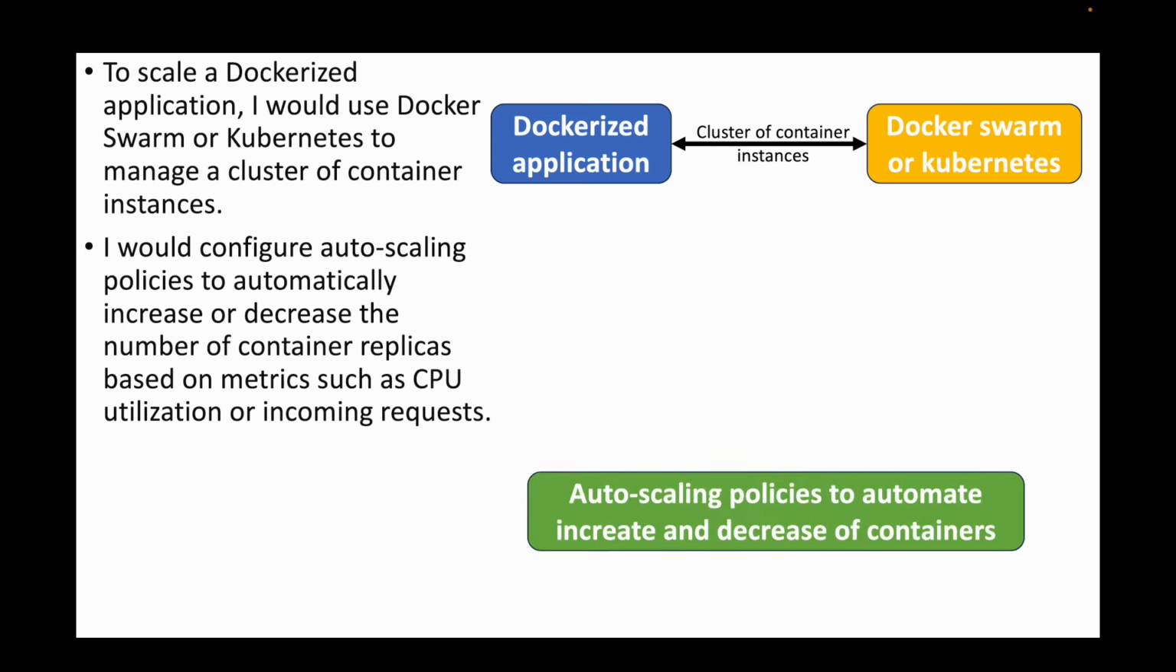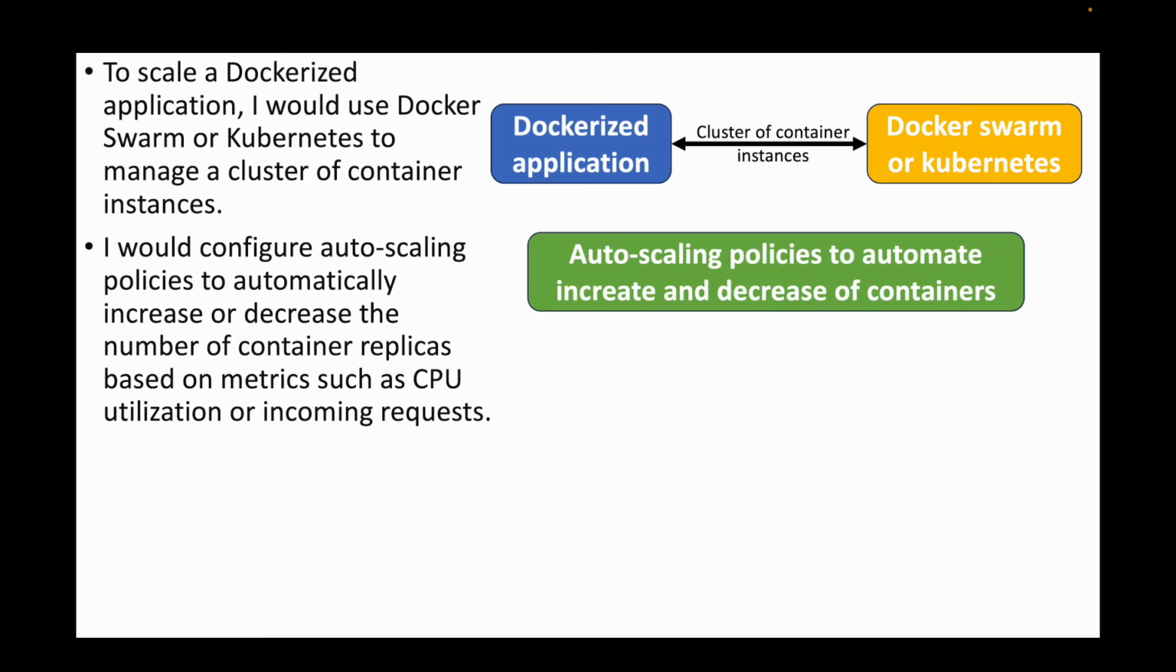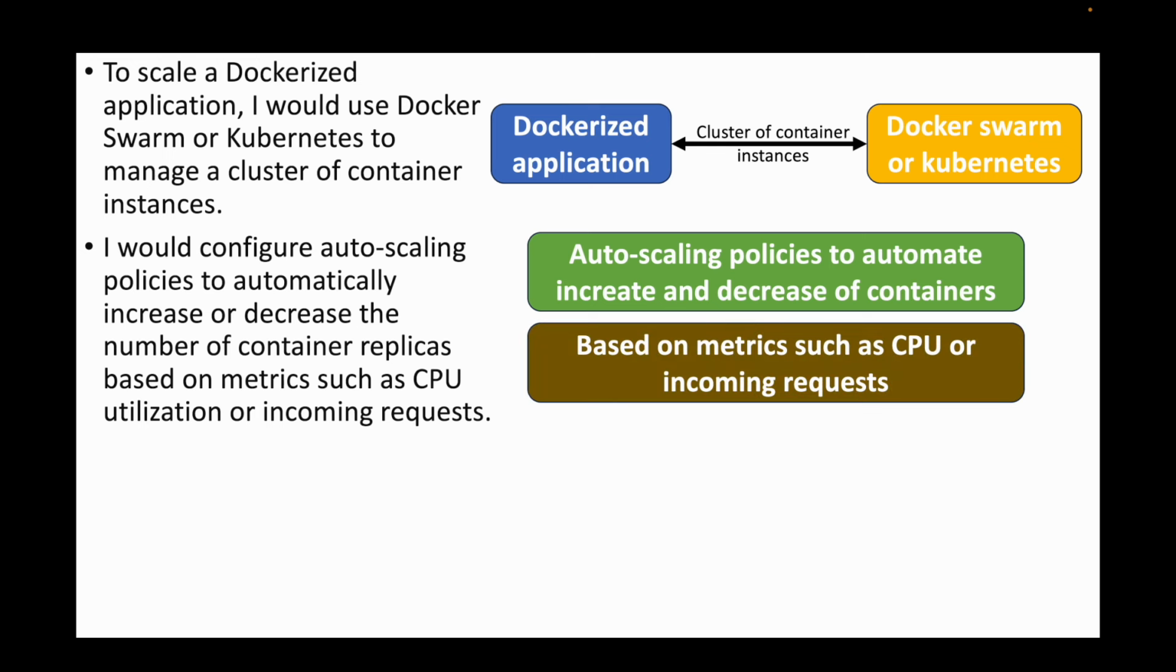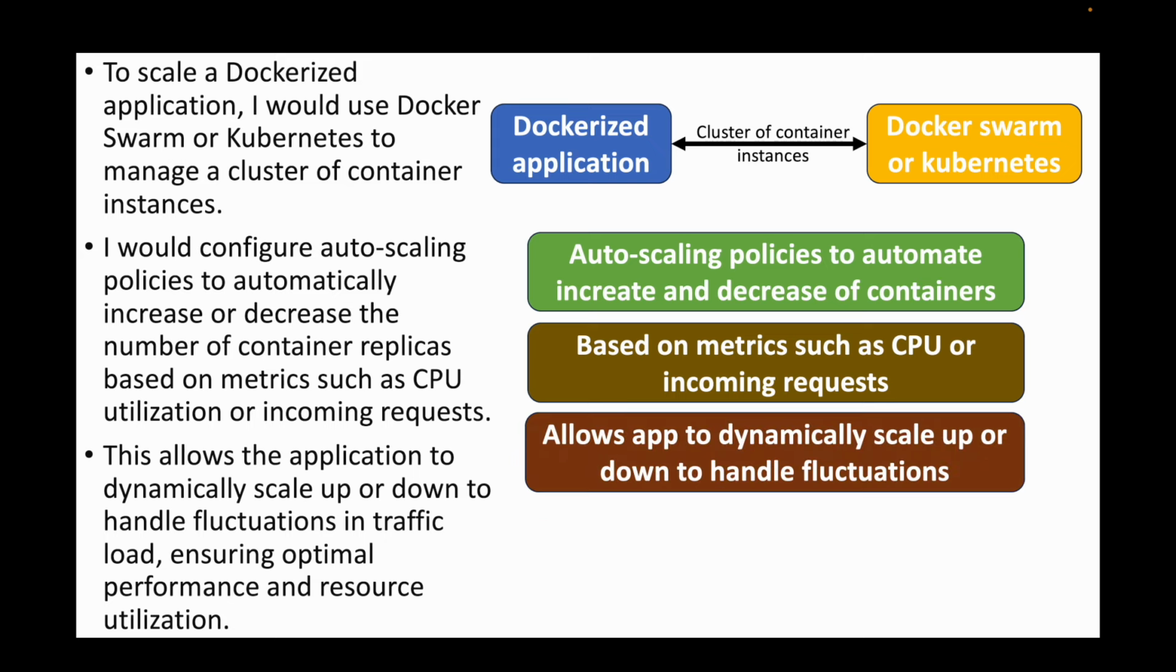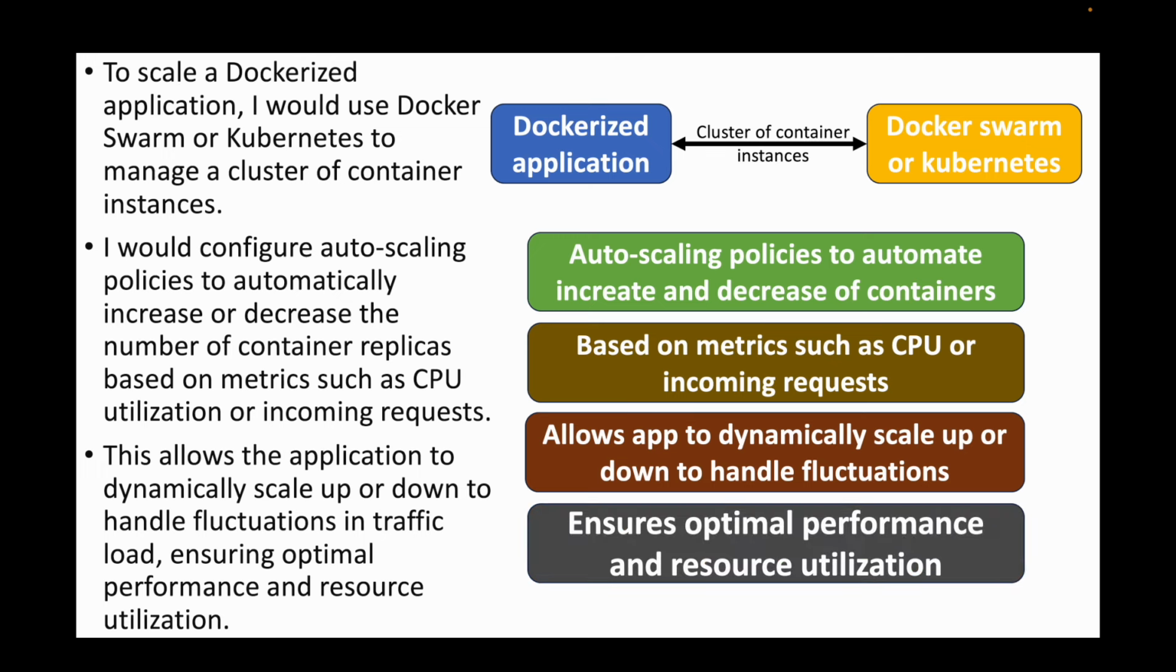We can also configure auto scaling policies, which will help us to automate increasing and decreasing the number of containers, based on CPU utilization or the incoming requests. So if you want to increase or decrease the number of containers, we can make use of auto scaling for that. And this will allow the application to dynamically scale up or scale down to handle the fluctuations in traffic load. And this will ensure that the application will always have optimal performance and resource utilization.